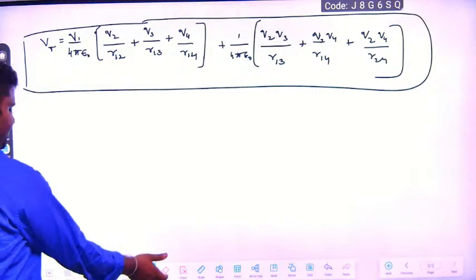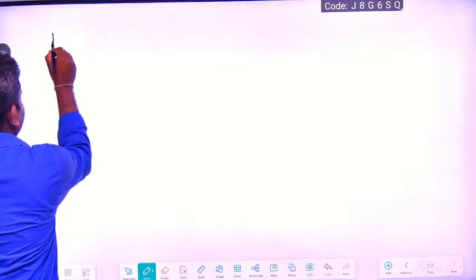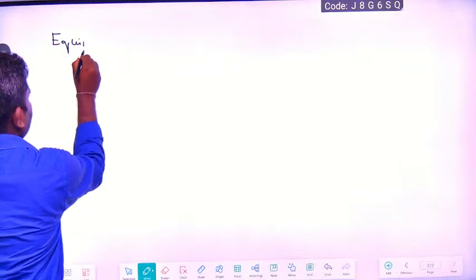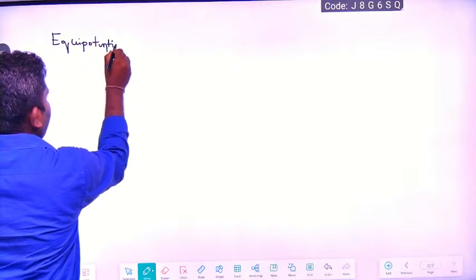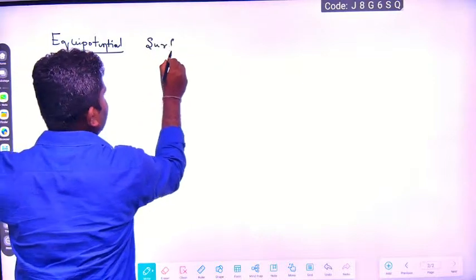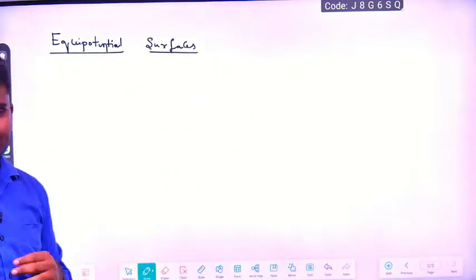So I'll erase this. Equipotential surfaces. What are equipotential surfaces? Can you please tell?